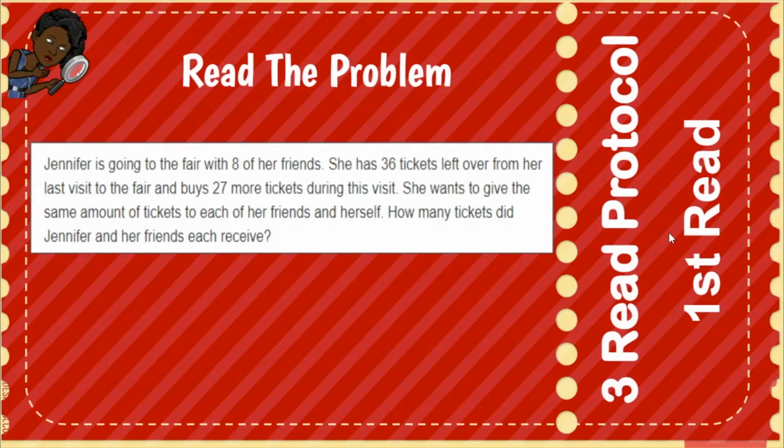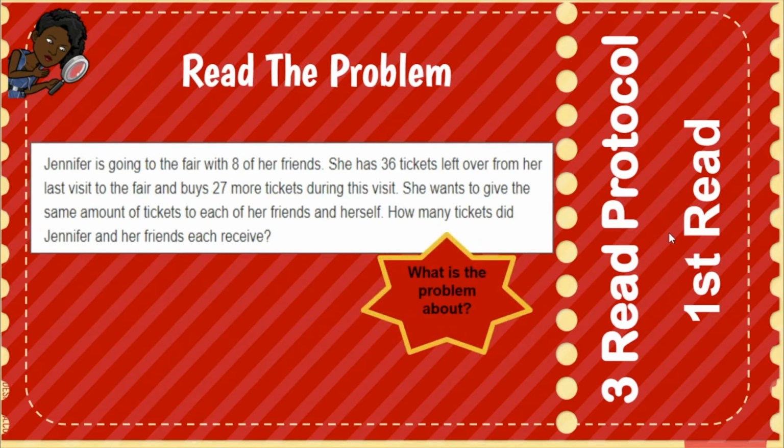For the first read, I will read the problem to you. Then we will discuss what the problem is about. Jennifer is going to the fair with 8 of her friends. She has 36 tickets left over from her last visit to the fair and buys 27 more tickets during this visit. She wants to give the same amount of tickets to each of her friends and herself. How many tickets did Jennifer and her friends each receive?